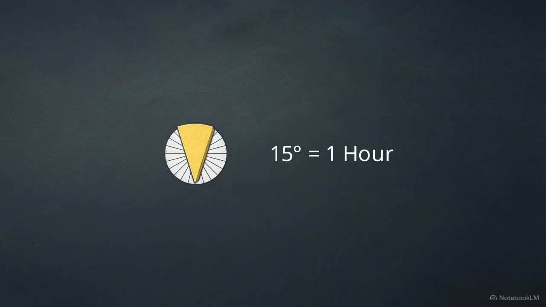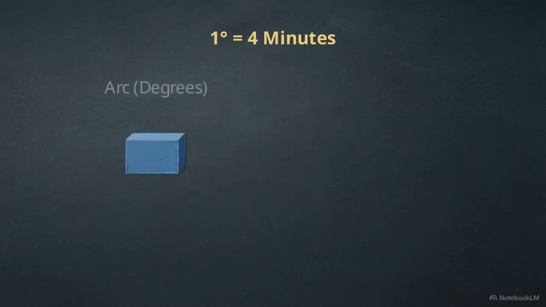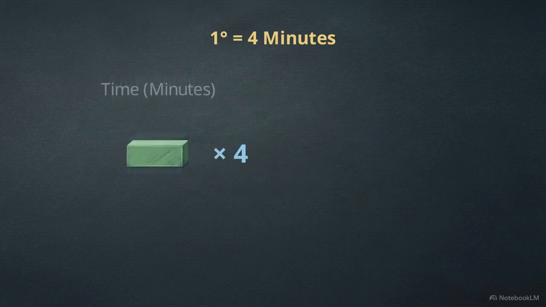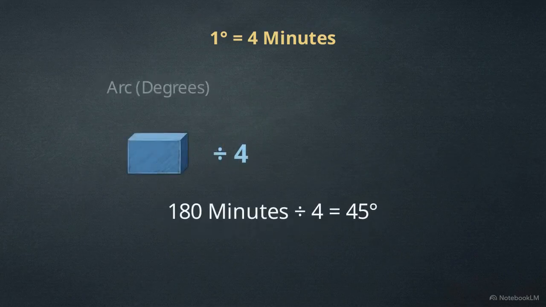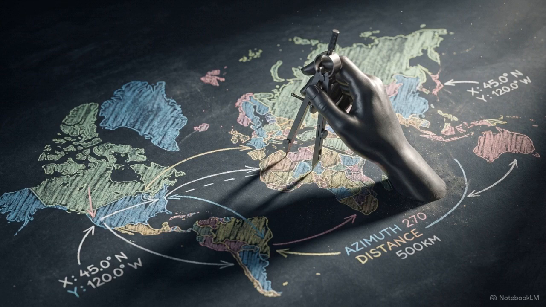Earth rotates 15 degrees every hour, meaning 1 degree equals exactly 4 minutes. To calculate arc to time, multiply your degrees by 4. 90 degrees times 4 is 360 minutes, or 6 hours. Reversing this, 180 minutes divided by 4 is 45 degrees. Because the physical rotation of the planet is a constant, these calculations provide a consistent framework that holds up regardless of the aircraft's position or the complexity of the flight plan.